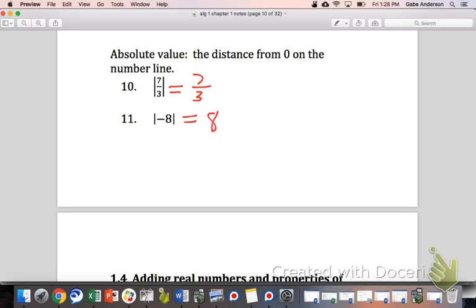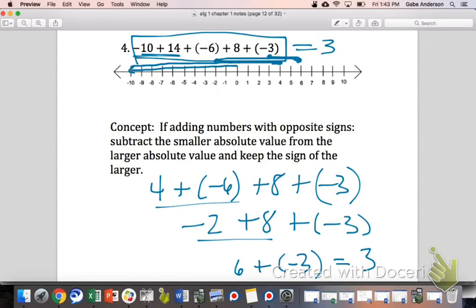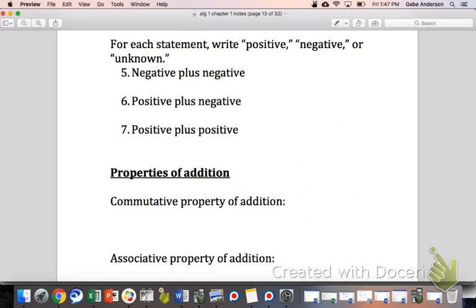Okay. You guys hanging in there all right? Yes. Okay. So let's do a little bit of work at the board again. And this will be a little bit of review. Let's see here. As far as what's next, we've got those properties. Let me just think a second about what I want to do with those. Interested to see what you come up with. 5, 6, and 7, please. For each statement, write positive, negative, or unknown.